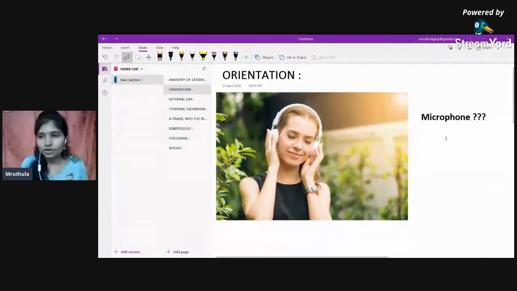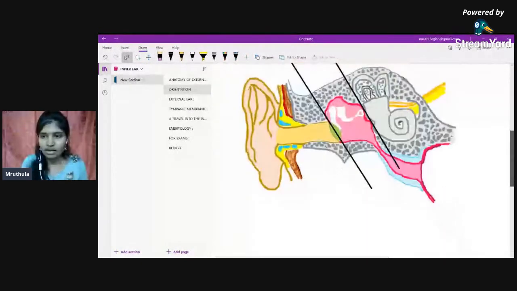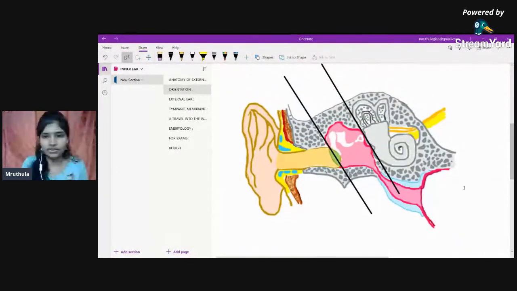First, before talking about each part of the ear individually, I want you all to have a basic idea of the parts of the ear. What you're seeing right now in front of your screen is the divisions of the ear. You can very well appreciate the two lines. I've marked the two black lines, the slanted lines, to distinguish between the different parts. First here is what we have, the external ear.